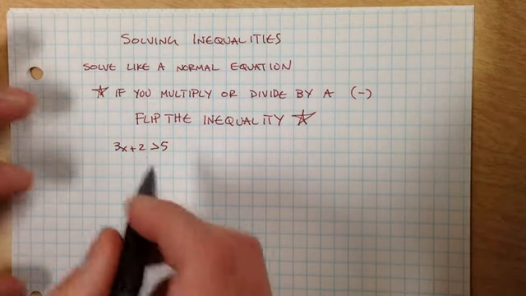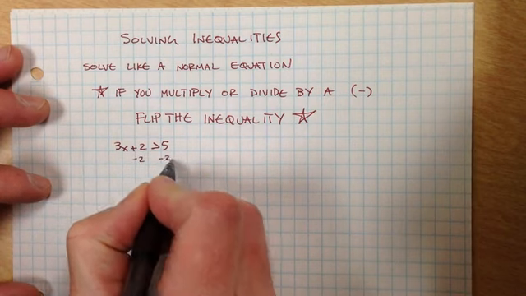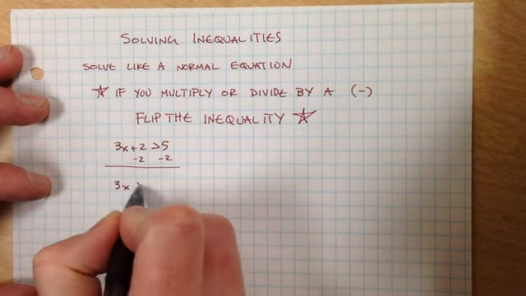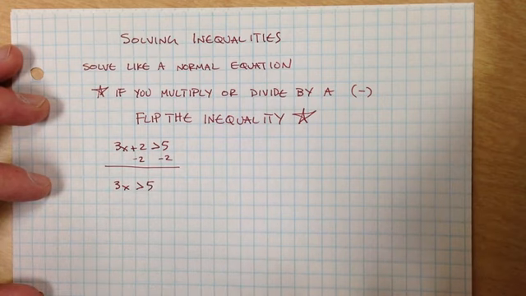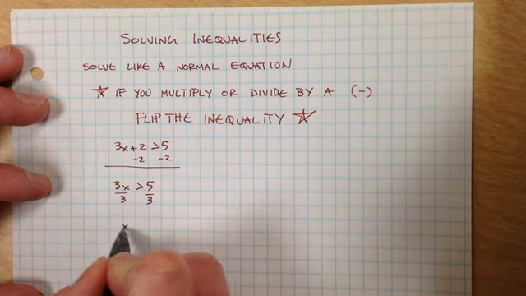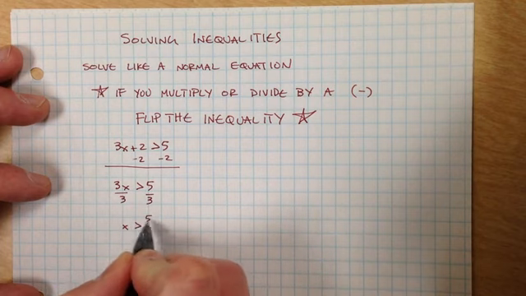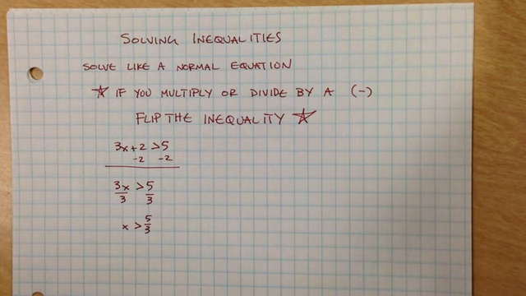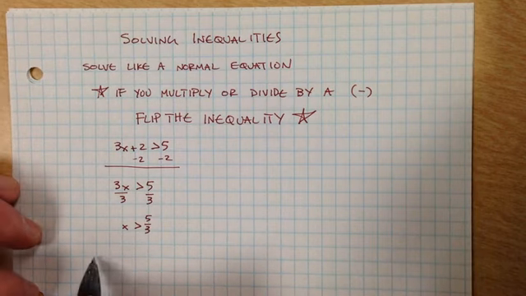So I'm going to treat this like a normal equation. I will subtract 2 from both sides, giving me 3x is greater than 5. I will then come through and divide by 3. X is greater than 5/3. X is greater than 5/3, so it can't be 5/3. It can be anything larger than 5/3. There's one representation of your answer.